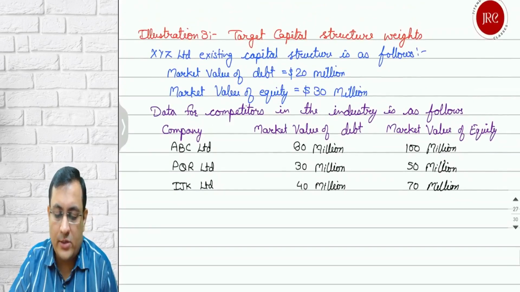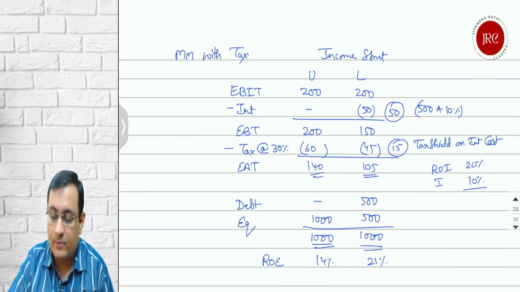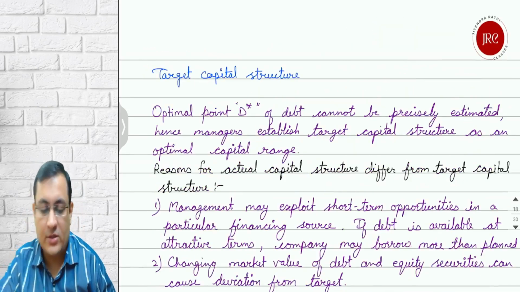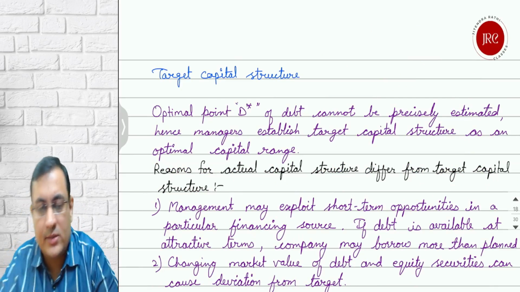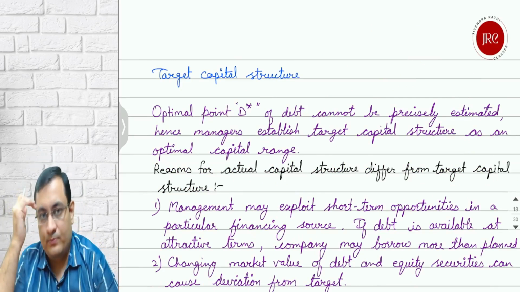Next, one more illustration related to target capital structure. But before that, let's go for the theory part. Two small theory topics. What is target capital structure? It's again in continuation with your static trade-off theory.